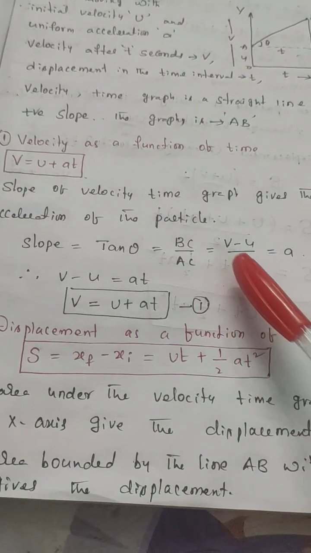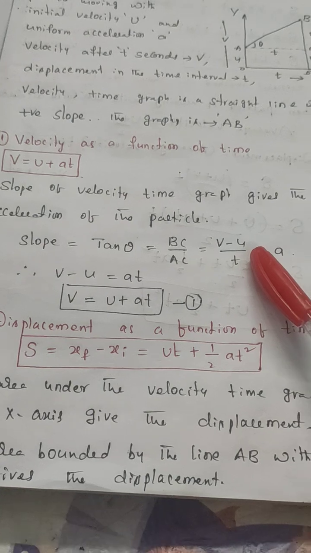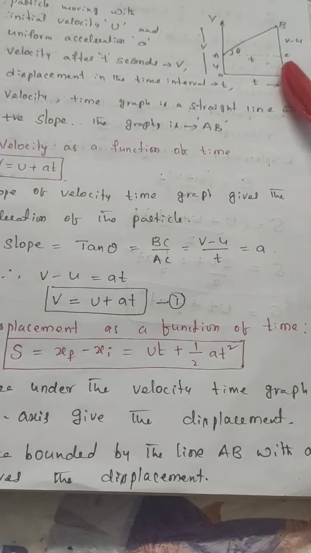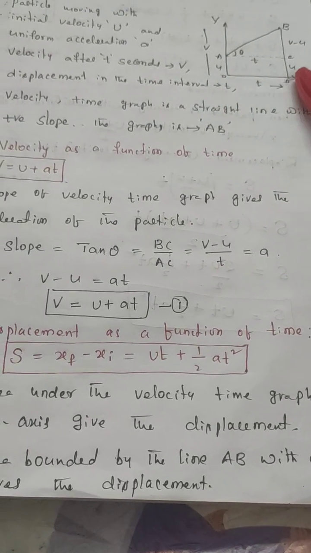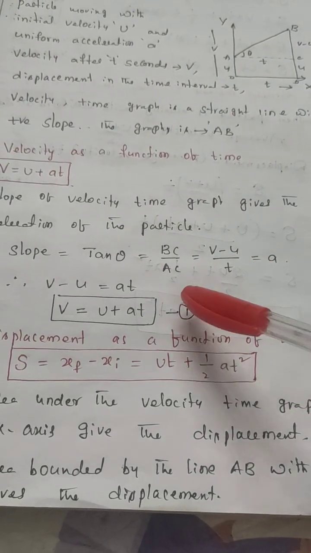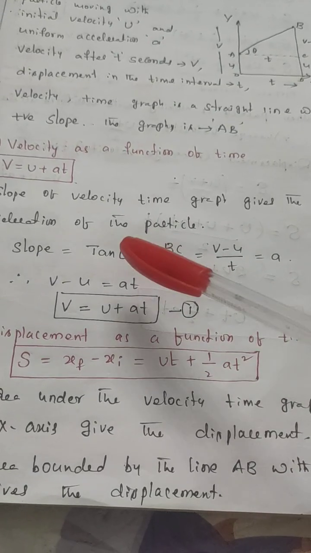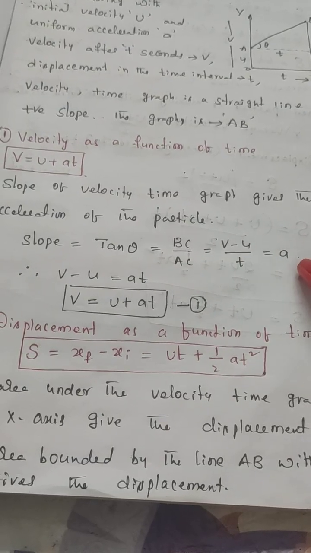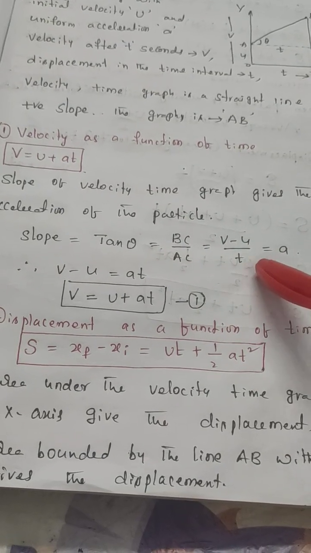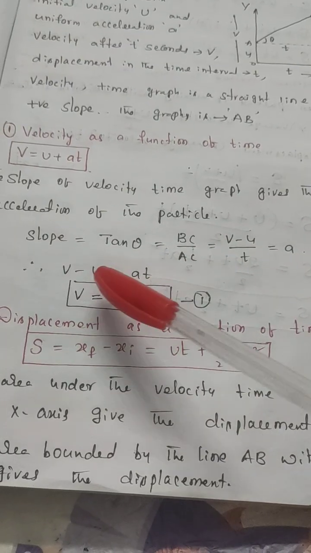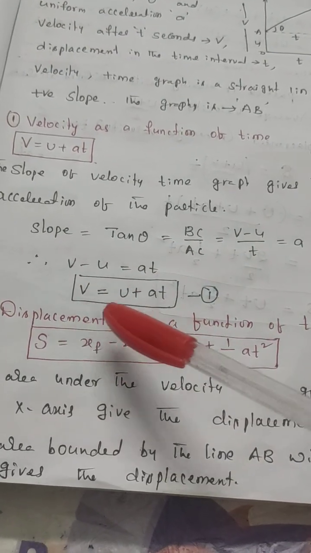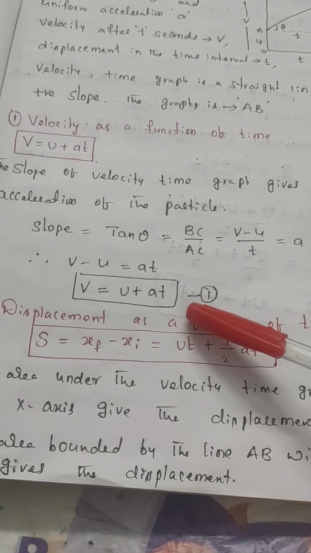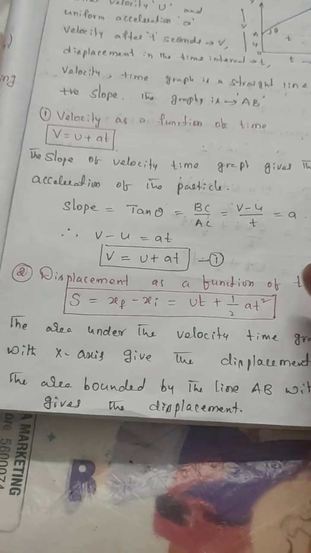Substituting the BC value, tan theta is v minus u by t. On the x-axis we have t, and since the line is parallel, AC is also t. BC is v minus u and AC is t. This tan theta gives the acceleration of the particle, so compare these two terms. After cross multiplying, v minus u equals at, so v equals u plus at. This is the first equation of motion, velocity as a function of time. Next, the second one.